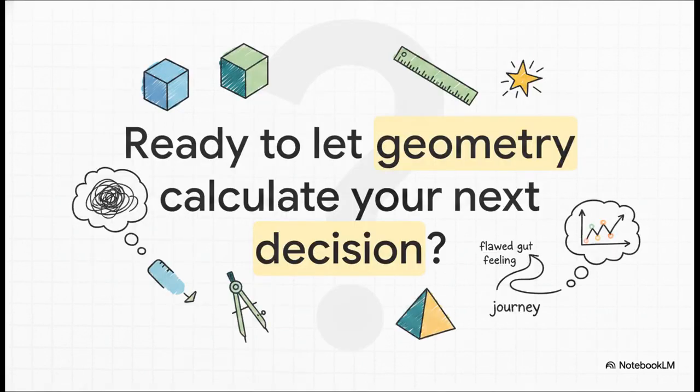Which leaves us with this final thought for today. The next time you face an impossible choice, will you trust a flawed gut feeling, or will you calculate the exact distance to your perfect ideal? We've seen exactly how TOPSIS transforms stressful, multivariable dilemmas into clear, mathematically sound rankings. By utilizing this really elegant spatial metaphor, you can confidently defend your choices, whether you're in the boardroom or just organizing your personal life.